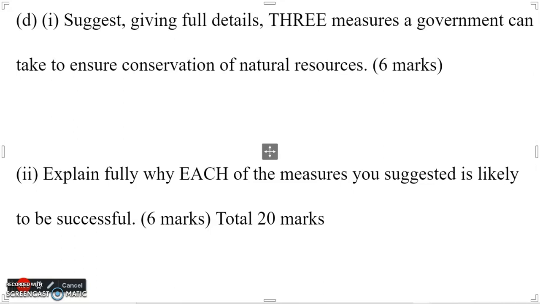So now what I want you to do, you are now going to look at your first measure or your first strategy that you have written down in A. And I want you to explain or justify in another paragraph why you believe that that strategy will work.